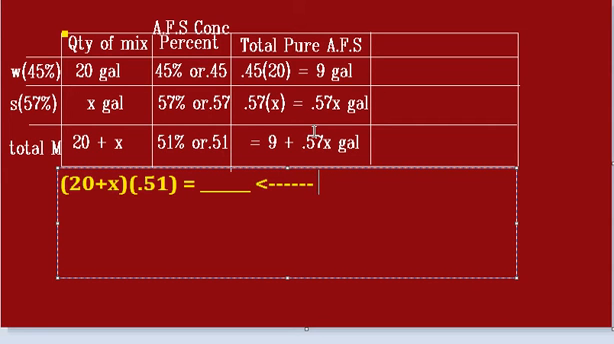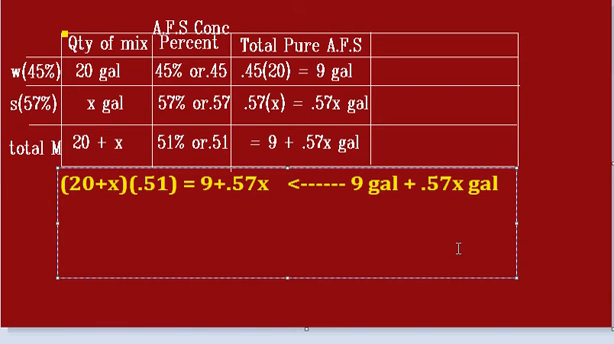And to get that, it's very simple. What is the pure anti-freeze in the 45% solution, and what is the pure anti-freeze in the 57% mixture? So you add the 9 gallons plus the 0.57x gallons, which is the number of gallons to consider here. Correct? And that equals 9 plus 0.57x. Still, can you follow?